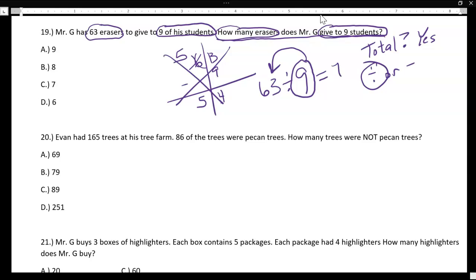Use the finger thing. Remember how we use the fingers? You can use the same thing with division. So look, if I have my hands up, I make 63 with my hands. I put this one down and I get 6 over here and 3 over here. Now all I have to do is count until I get to the finger that's down. 1, 2, 3, 4, 5, 6, 7. 7.